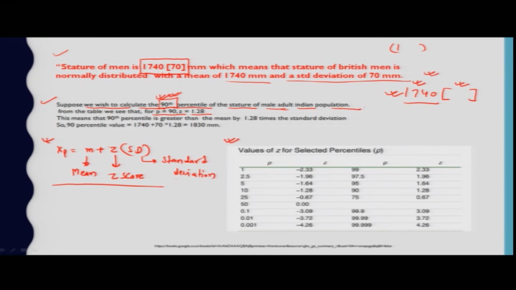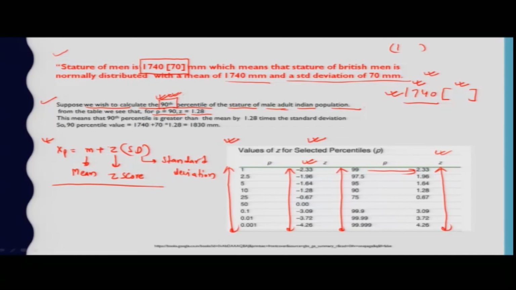So, now this table is given, this table is giving the values of z for selected percentile. Here are the percentile values and these are the possible z score values. Let us say if you are talking about the 99th percentile, it is indicating that its z score value will be 2.33. So, taking the values corresponding to this table, we can evaluate from this.